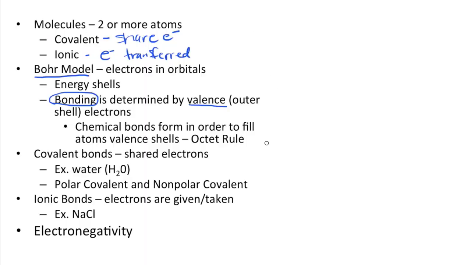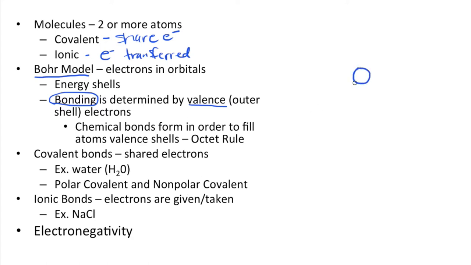Now let's talk about covalent bonds, and we'll look at some examples about how covalent bonds occur. So as I mentioned, these are bonds occurring between atoms that are actually sharing electrons, and a good example of that is water. So we're going to go through an example of how water covalently bonds. There are more than one type of covalent bond. There's both polar and nonpolar covalent. Let's look at water first.